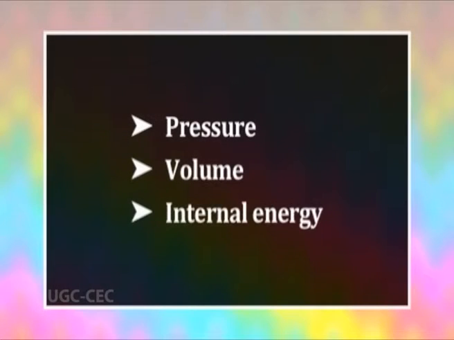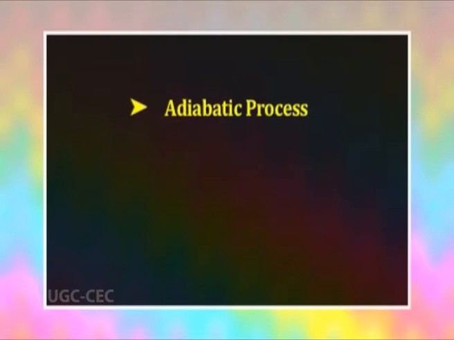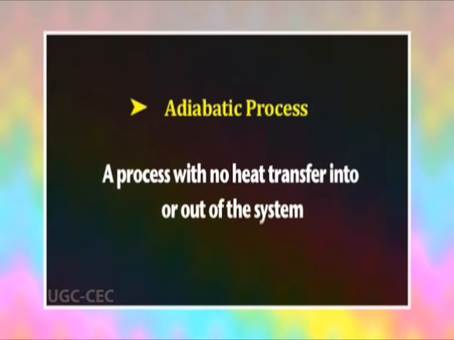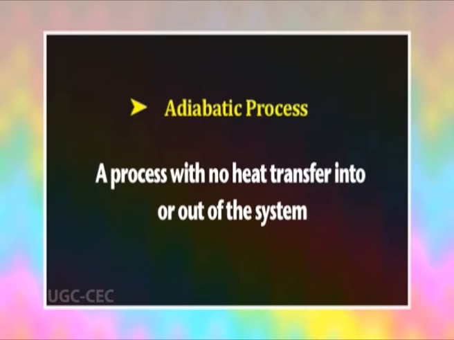A system undergoes a thermodynamic process when there is some sort of energetic change within the system, generally associated with changes in pressure, volume, internal energy, that is temperature, or any sort of heat transfer. There are several specific types of thermodynamic processes that have special properties. Number first is the adiabatic process, that is a process with no heat transfer into or out of the system.